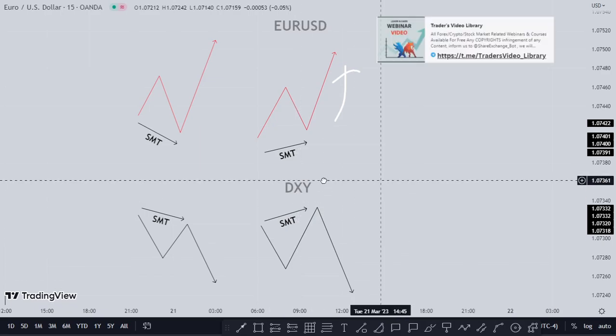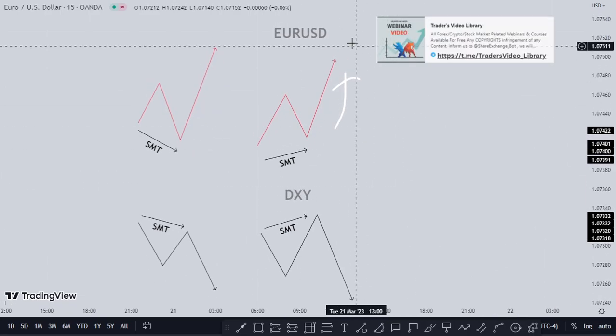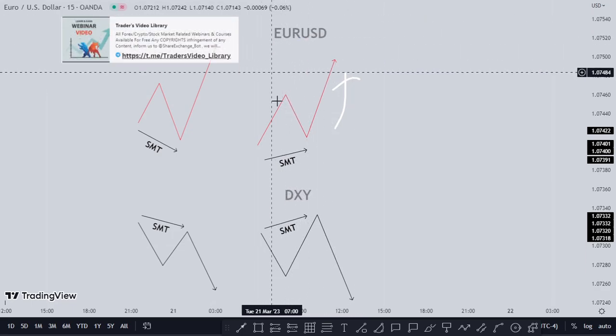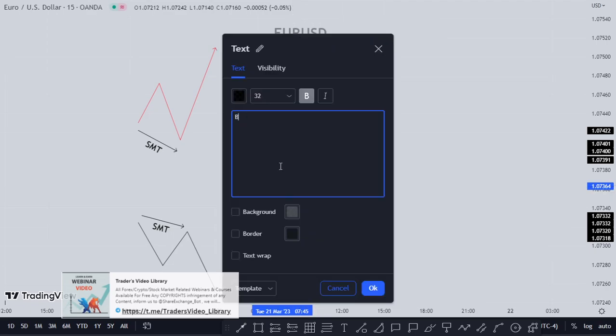But also we can search, as I said, we can search the SMT in Euro USD, we can search with the GBP USD.